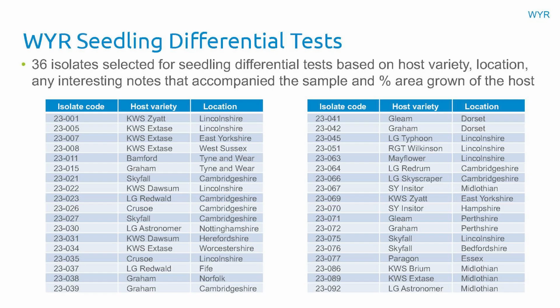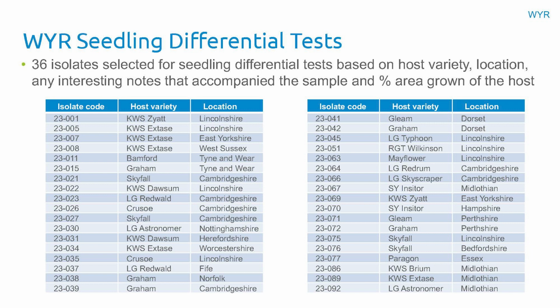So we selected 36 isolates for a seedling differential test. I know Charlotte's just been mentioning that we only select 25, but that's because we are funded to test 50 rust isolates altogether, and I didn't get that many brown rust samples in. I will be talking about those next, but I ended up testing 36 yellow rust samples to make it up to that 50. And these isolates were selected based on their host variety, the location, any interesting notes that came in with the sample, and we also considered the percentage area grown of the host.